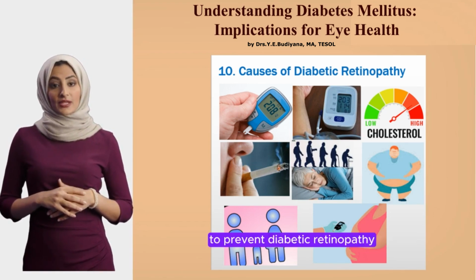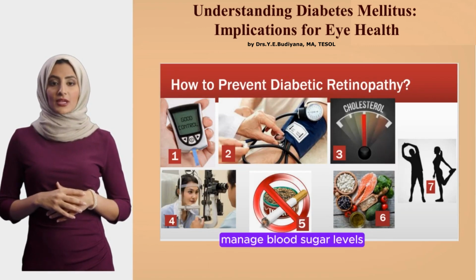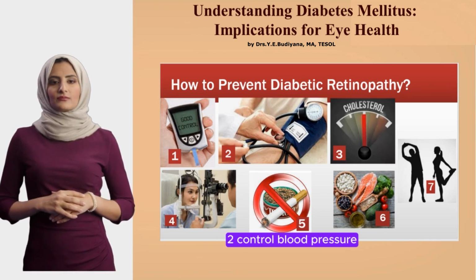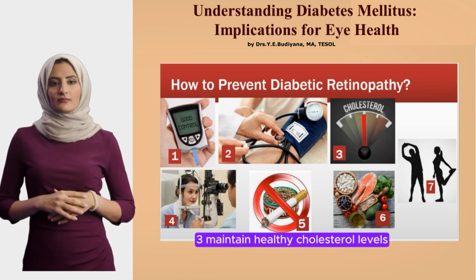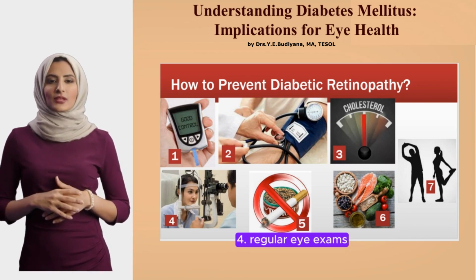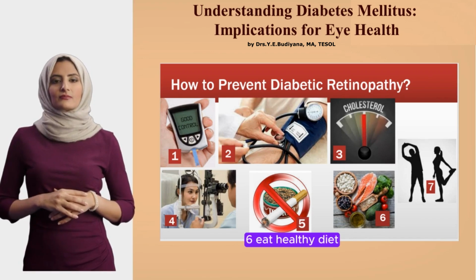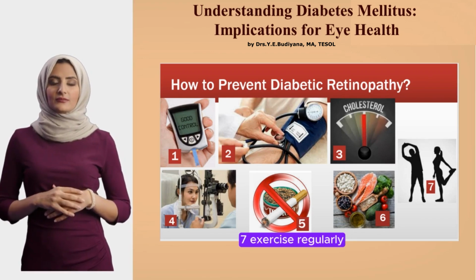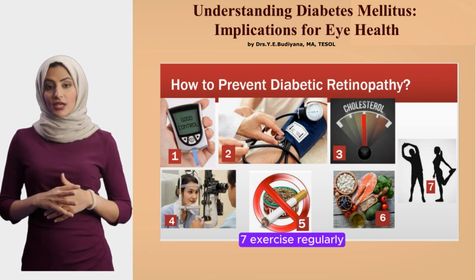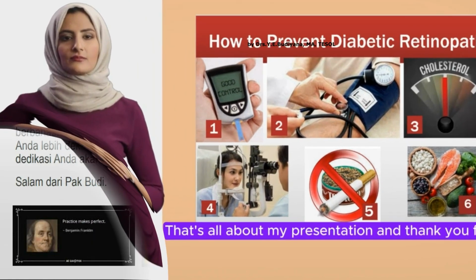To prevent diabetic retinopathy, we must 1. Manage blood sugar levels. 2. Control blood pressure. 3. Maintain healthy cholesterol levels. 4. Regular eye exams. 5. Avoid tobacco use. 6. Eat healthy diet. 7. Exercise regularly. That's all about my presentation, and thank you for listening.